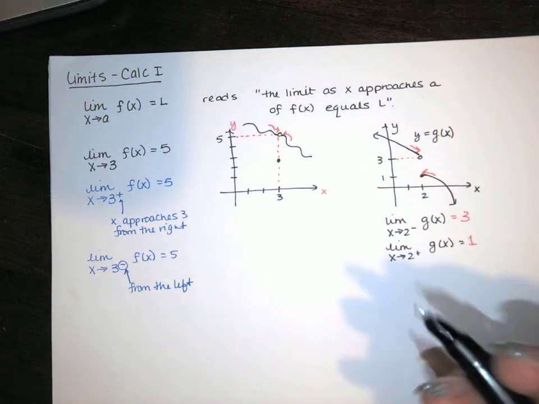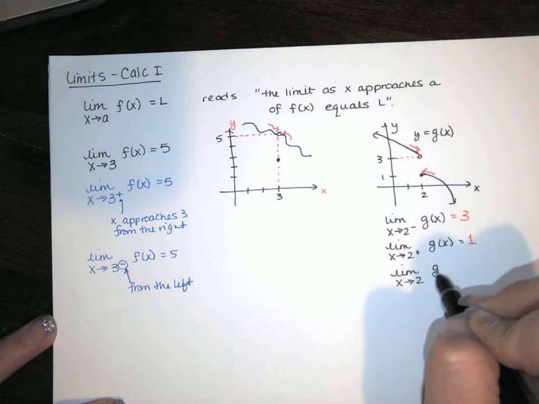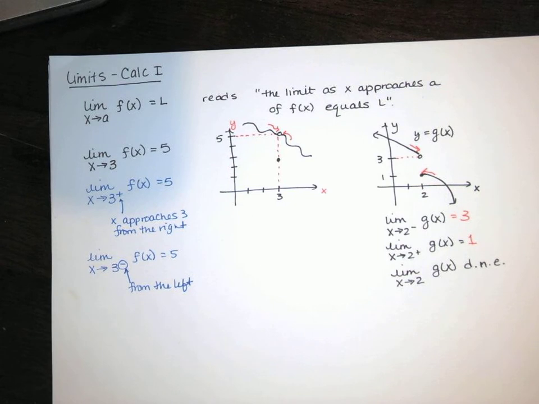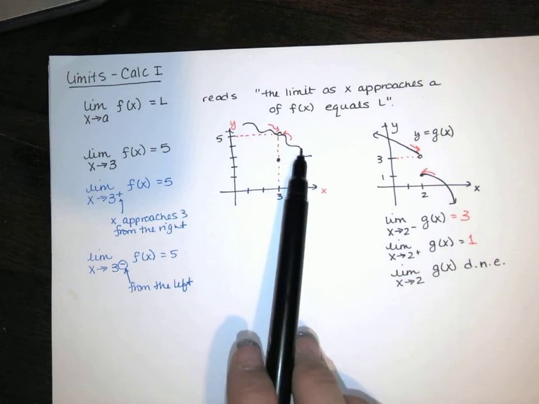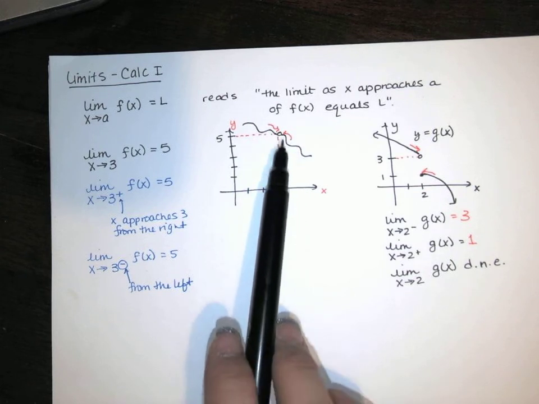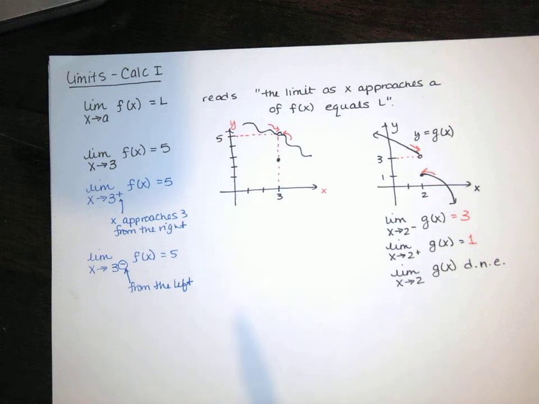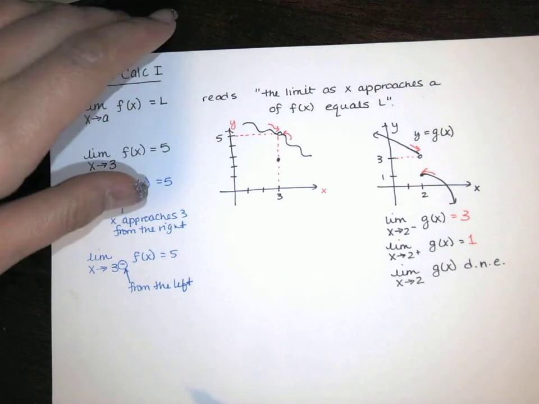So the limit as x approaches 2 in general, remember from Calc 1, if the limit from the right and the left are not the same, we call that a jump discontinuity. And also this is a limit that does not exist. So the limit as x approaches 2 in general of g of x does not exist. This one, the limit as x approaches 3 equals 5, even though the function value and the limit are not the same thing. Now it's also possible that the function value and the limit are the same thing. That means the function is continuous there. Okay, so that's the concept of a limit.